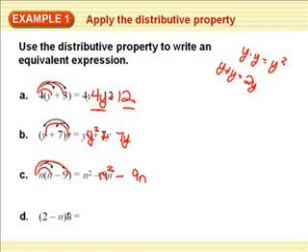And then we work our way backwards. 8 times 2 is 16. Minus 8 times n, which is 8n. So 16 minus 8n.